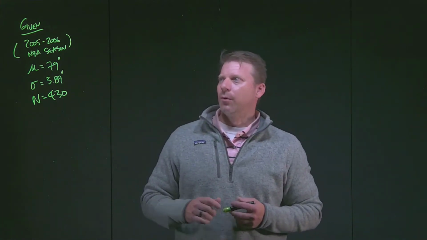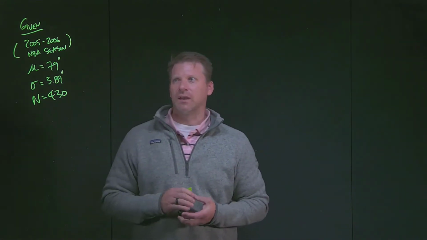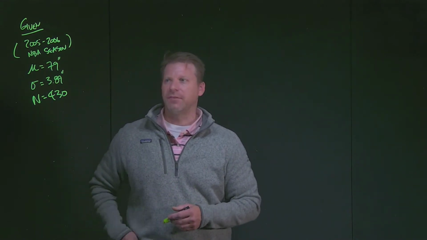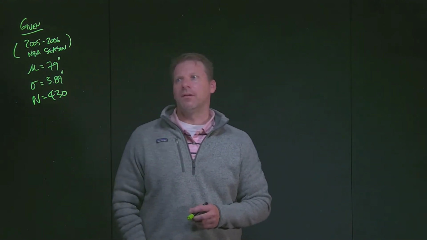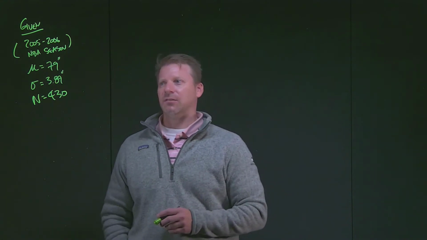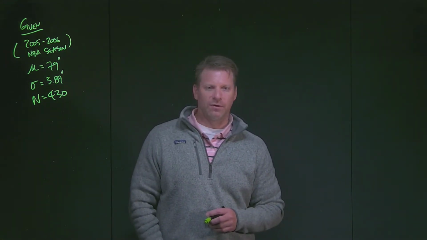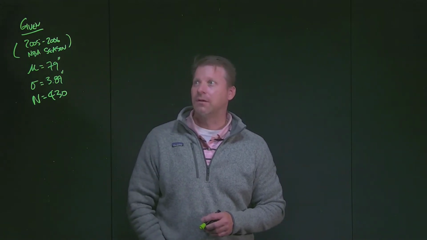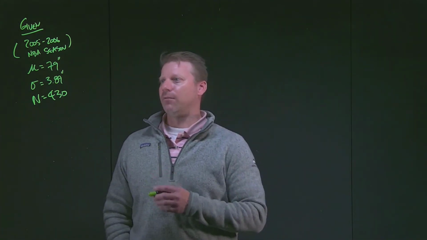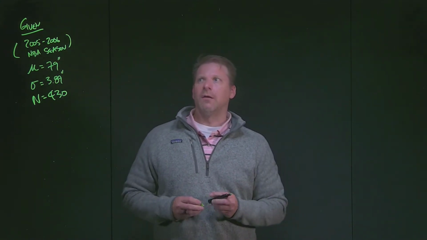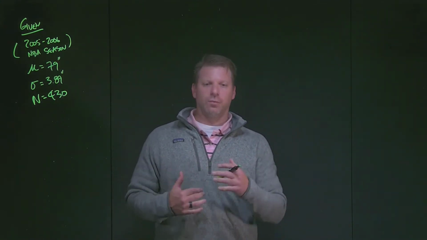So I want to return back to our 2005, 2006 NBA data. Again, the average height for the players in the NBA for that season was 79 inches. The standard deviation was 3.89 inches. And of course, there's 430 total players rostered that we gathered that data from. Now what this video is going to quickly show is we can work in an inverse way within our tables.